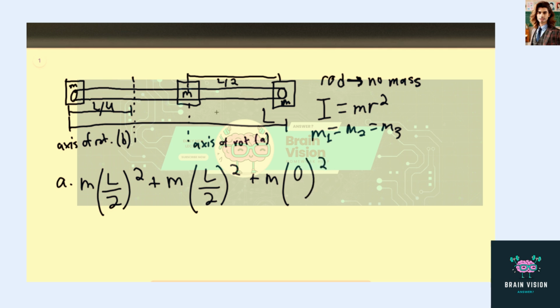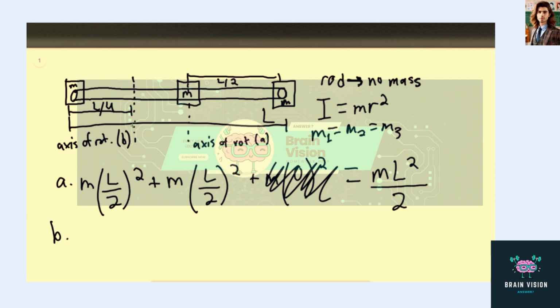The r defines the distance from the mass to the axis of rotation. So if you lie on the axis of rotation, your r value is going to be 0. That's why we don't need to account for the mass in the middle. And this is going to be equal to ml squared over 4 plus ml squared over 4, so ml squared over 2.